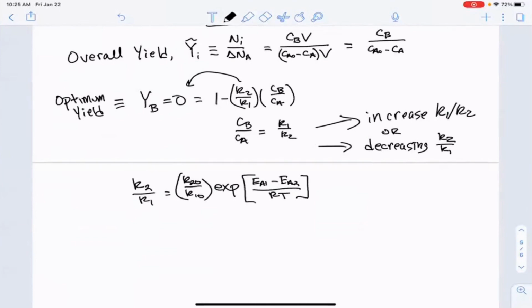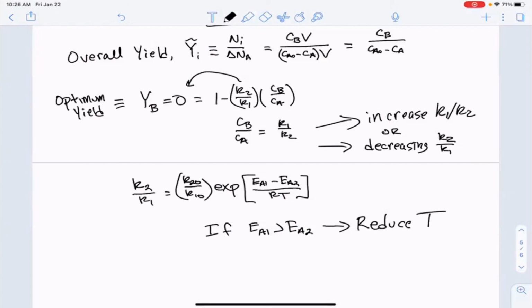And here's the strategy that we can use, right? So if EA1 is greater than EA2, right? Now we have to think about, if this is the case, how do we maximize K2 over K1? Well, if EA1 is greater than EA2, this is a positive number. So to increase this ratio, we have to reduce the denominator in the exponent, right? So if EA1 is greater than EA2, we want to reduce the temperature, okay?